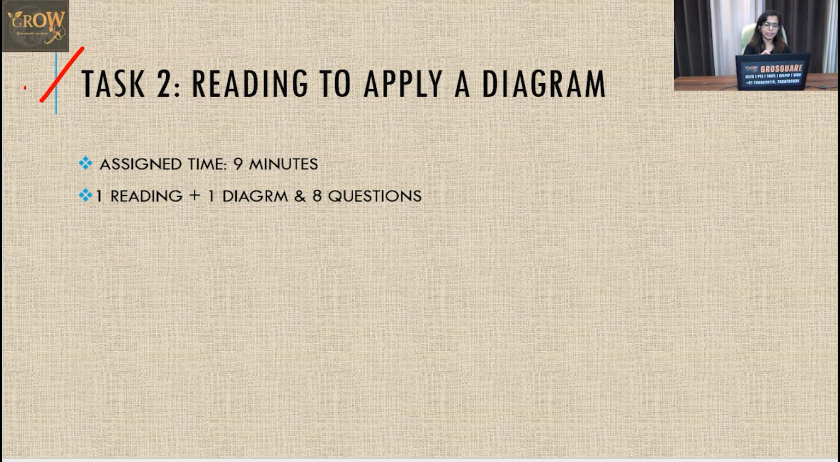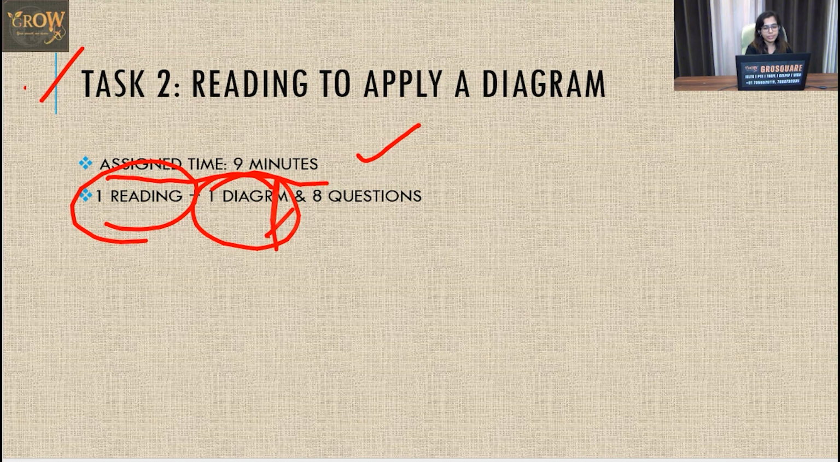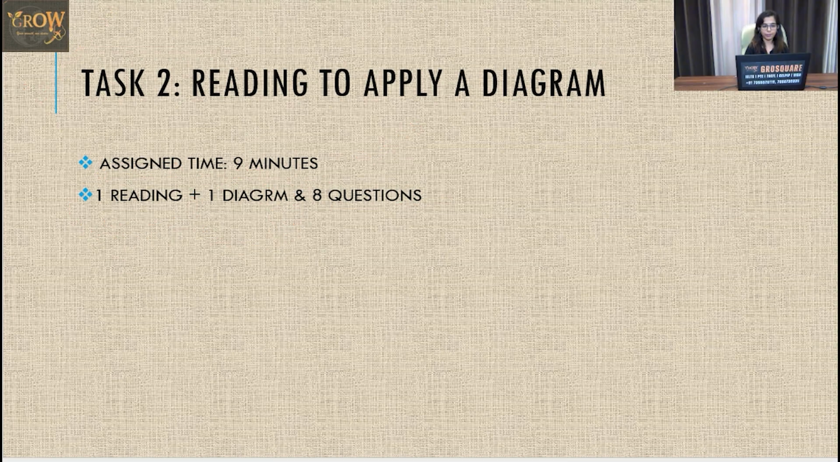So let's move ahead, and this is the second type of task of reading, and this is reading to apply a diagram, and the total time assigned to this would be 9 minutes, right? There would be 1 reading plus diagrams, right? And there would be some questions, 8 questions based on that. Now let me show you what kind of questions would be there.